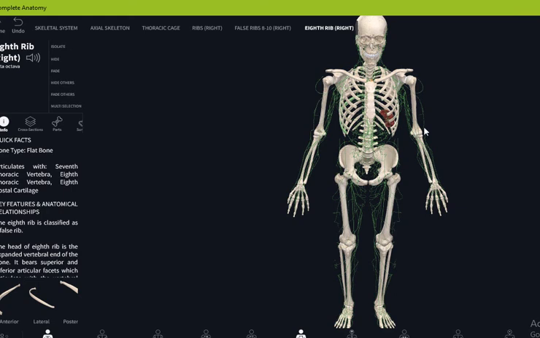So from here we have seen all the vasculature of the lower limb and the lymphatics of the lower limb.